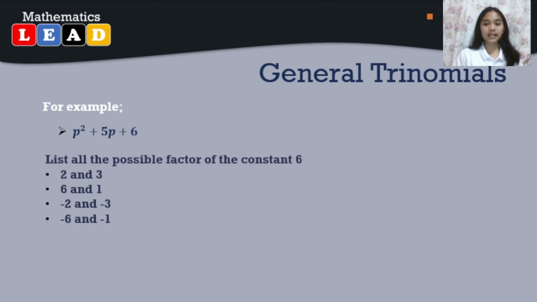Lastly is general trinomial. A trinomial of the form ax squared plus bx plus c, where a, b, and c are real numbers. They are called general quadratic trinomials because they are quadratic expressions that are in a general or standard form. For example, p squared plus 5p plus 6. First, we need to list all the possible factors of our last term or our constant, which is 6. And the factors of 6 are 2 and 3, 6 and 1, negative 2 and negative 3, and lastly, negative 6 and negative 1.